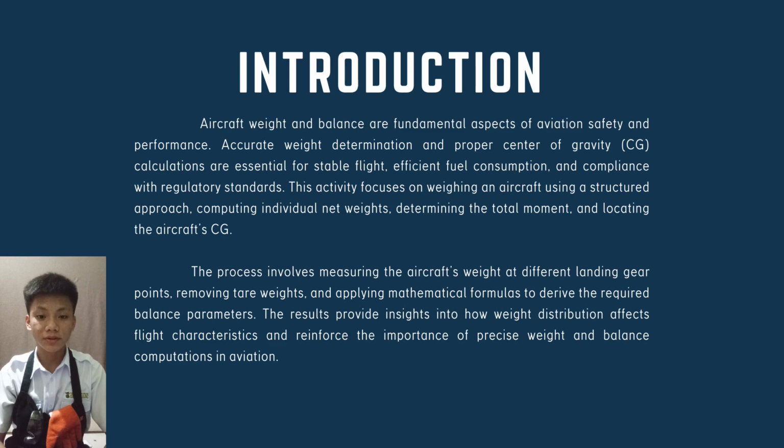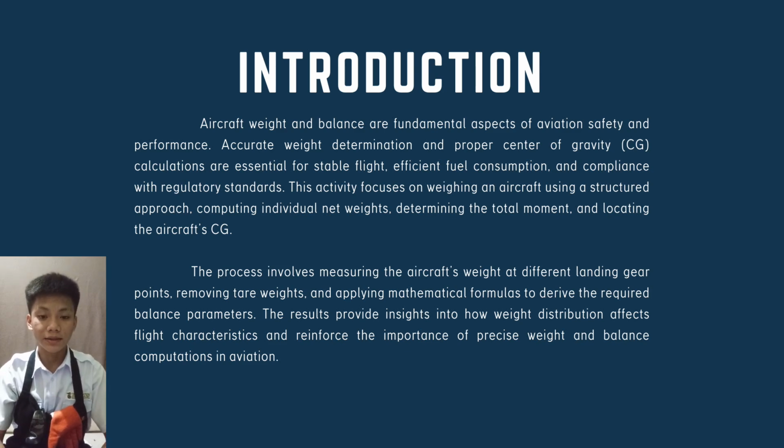This activity focuses on weighing an aircraft using a structured approach, computing individual net weights, determining the total moment, and locating the aircraft's CG. The process involves measuring the aircraft's weight at different landing gear points, removing tare weights, and applying mathematical formulas to derive the required balance parameters. The results provide insights into how weight distribution affects flight characteristics and reinforce the importance of precise weight and balance computations in aviation.